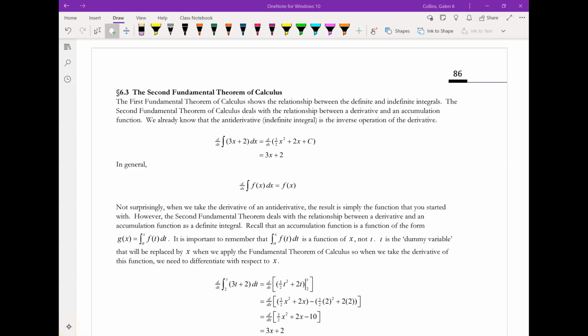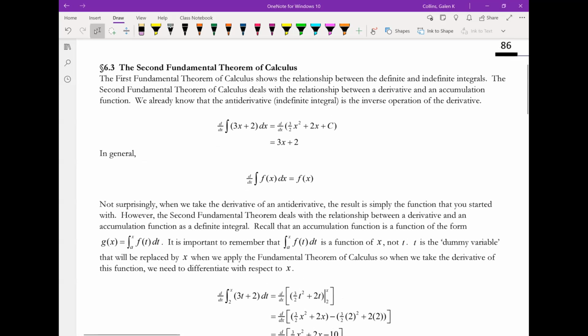In section 6.3, we are learning about the second fundamental theorem of calculus. The first fundamental theorem told us about the relationship between definite and indefinite integrals. The second one relates a derivative and an accumulation function. So we already have this idea from 6.1 that the derivative and the antiderivative are inverse operations.